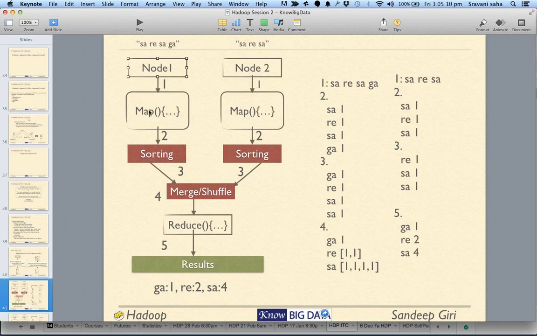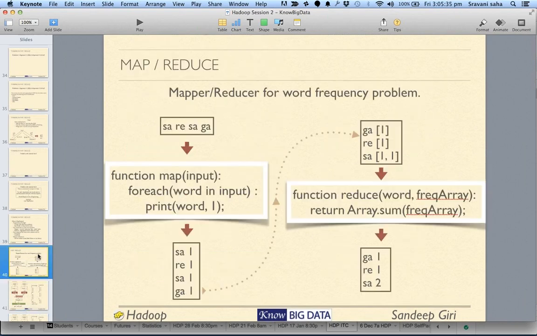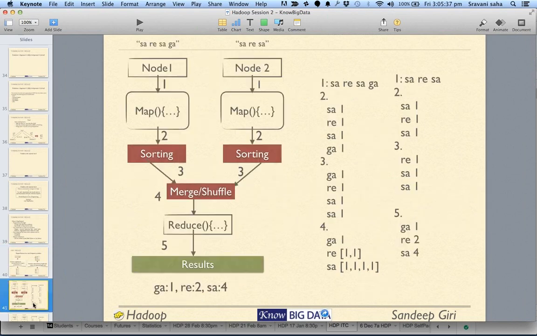Now, on node 1, your map function, which we demonstrated in the previous case, will produce this output: sa1, re1, sa1, and ga1. And on node 2, the output produced is sa1, re1, sa1. Which means we have created the key value pairs using the function which was presented in the previous page.